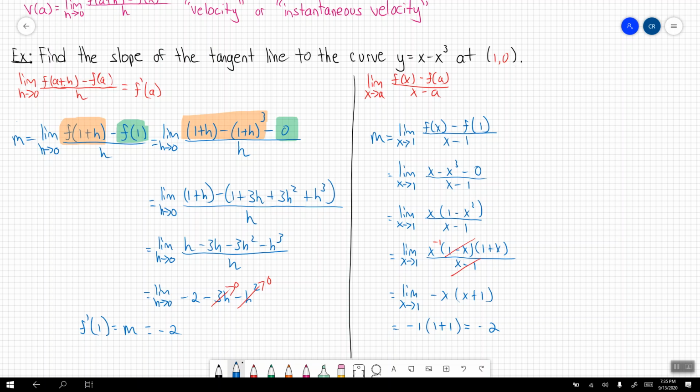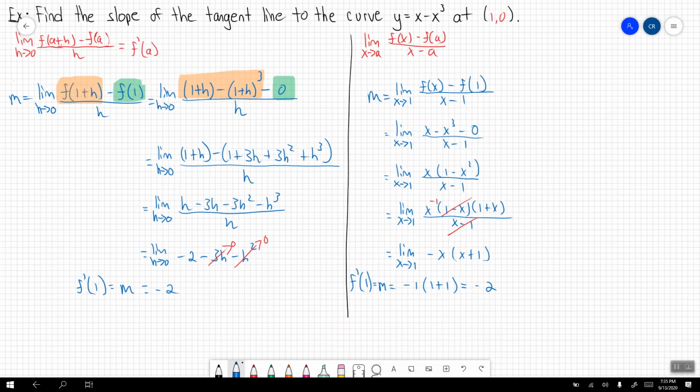And this is the exact same value that we found before, that f prime at 1 was equal to m, which was negative 2. And again, it doesn't matter which value or which equation you use, so long as you're using one of the equations that we are given for the slope of the tangent line.